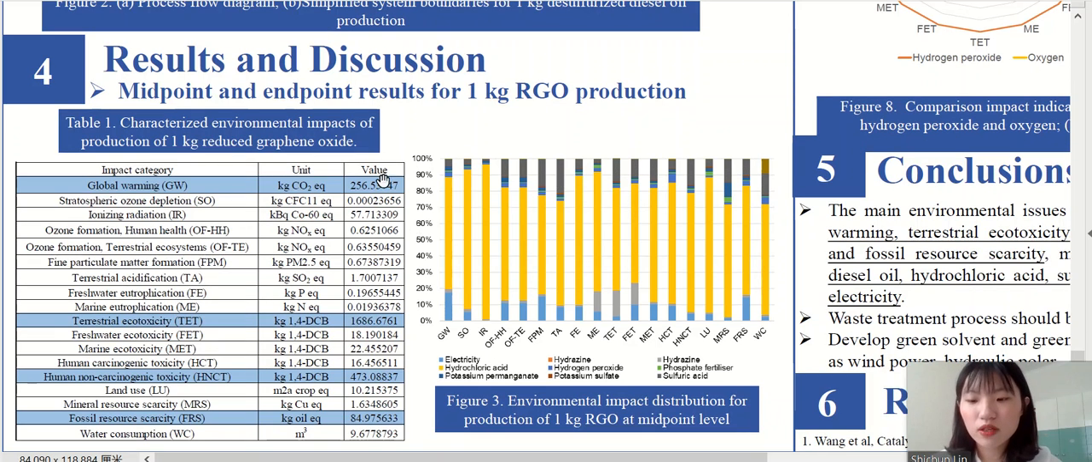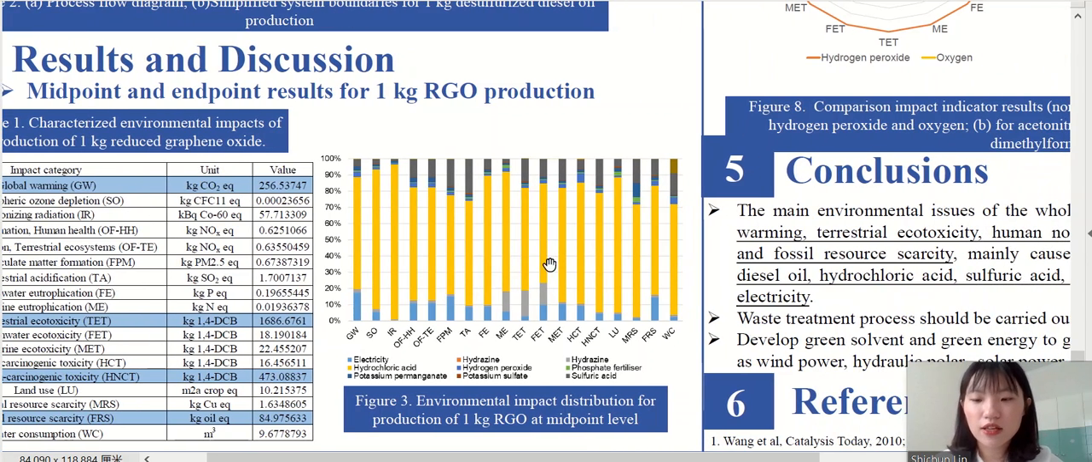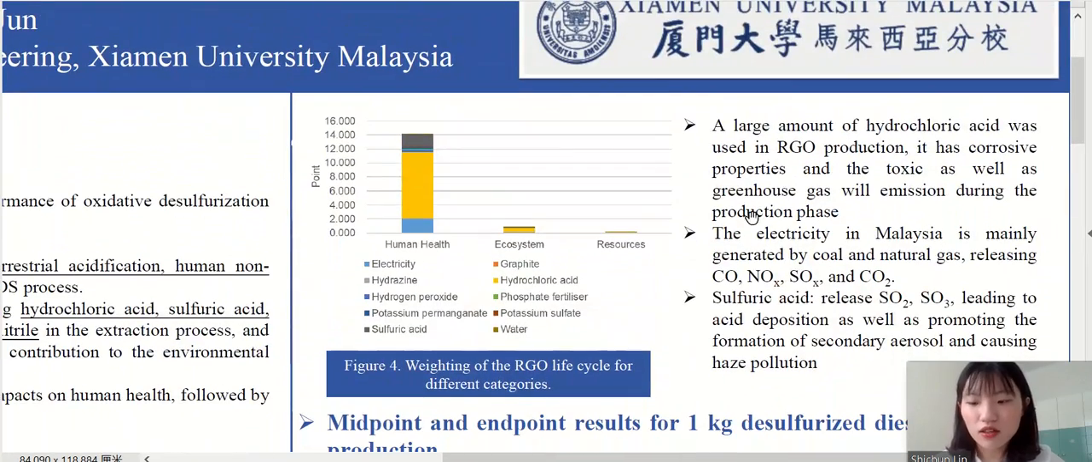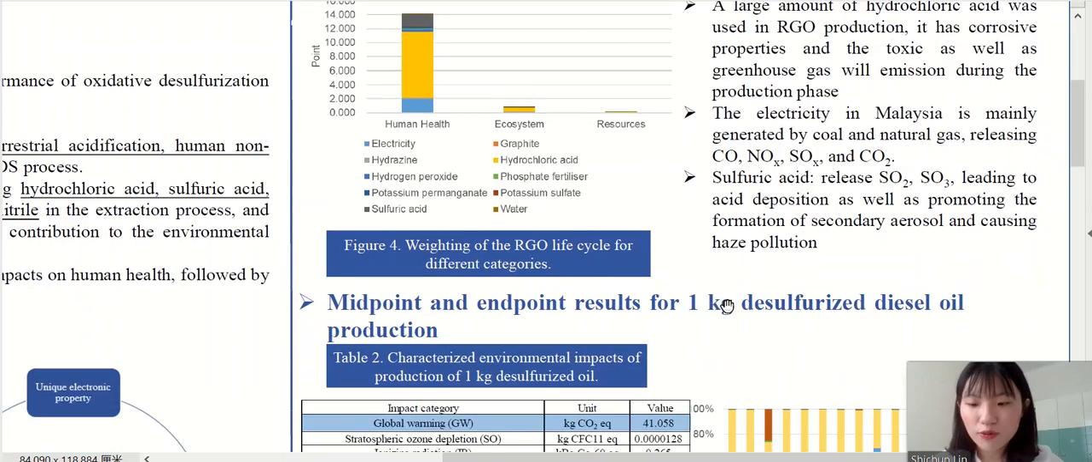Then come to the environmental impact of 1 kg of RGO production. From the table, it's found that GWP, HNCT, also the FRS are the top damage to the environmental impacts. And the chemicals containing the hydrochloric acid, sulfuric acid, hydrogen, and electricity generated through the whole process are the main contributors to the environmental impacts. Then for the endpoint level results, the RGO production process has the most significant impact on human health, followed by ecosystem and the resource.